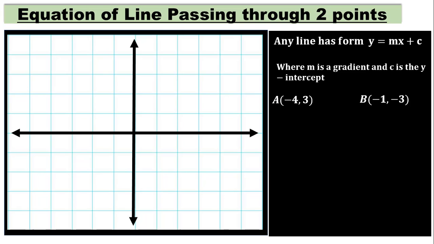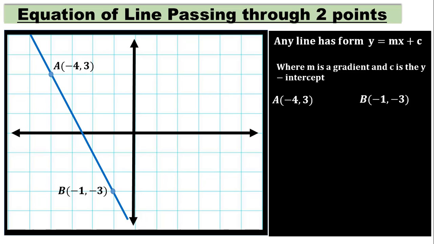Now there is a straight line which has 2 points on it. So let us consider 2 points. A has the coordinates -4 and 3, lying in the second quadrant. B has the coordinates -1, -3 and is lying in the third quadrant. Let's join them to form a straight line. So this is our straight line whose equation we have to come up with.